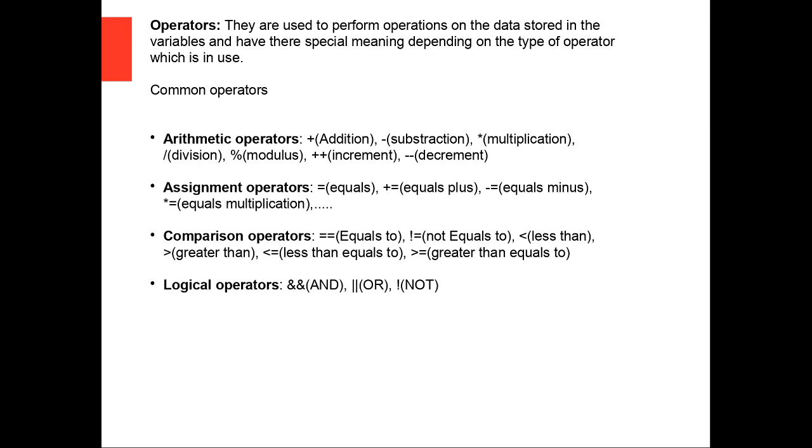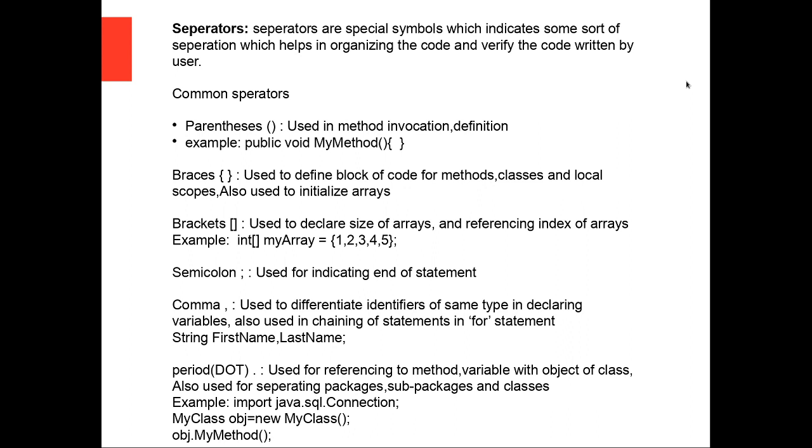Now, moving on to separators now. Separators. Separators are special symbol which is indication of some sort of separation and which helps in organizing your code. So common separators in Java, parentheses used in method invocation and method definition. Let's take a look at the example here. Public void my method followed by parenthesis separator.